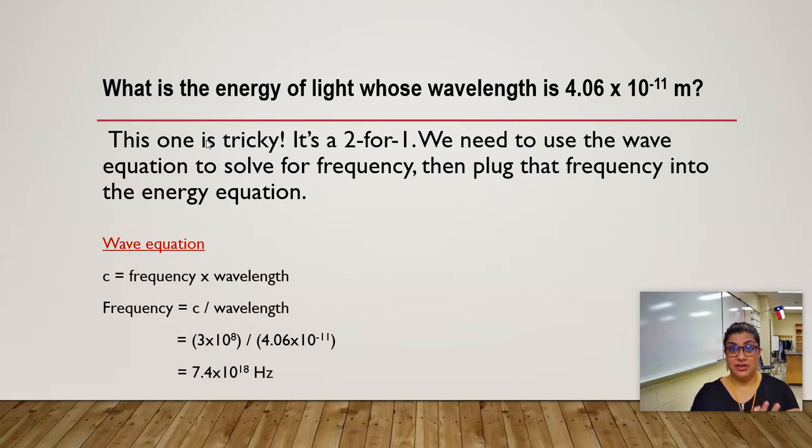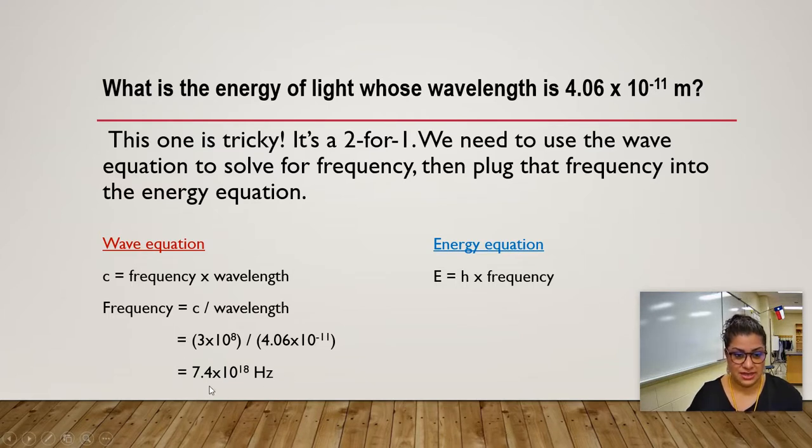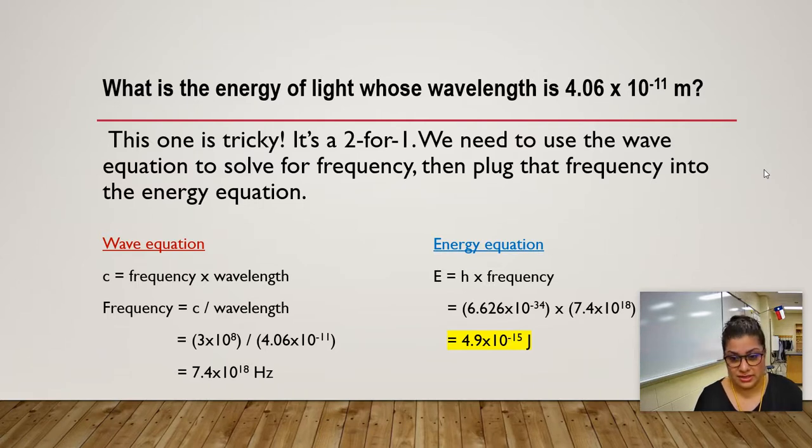Now that is not the final answer, okay? We just needed that to get the final answer. So next up is the energy equation. Remember the energy equation, H times frequency. So I'm going to take this 7.4 times 10 to the 18th hertz, and I'm going to plug it in right there for frequency. Okay, there is Planck's constant again, and this is the frequency we just figured out with the wave equation. And there's our final answer, 4.9 times 10 to the negative 15 joules.